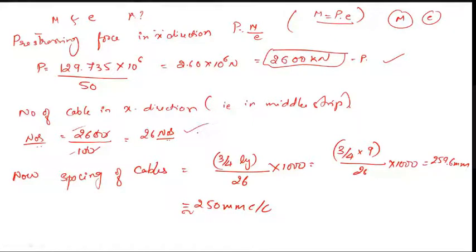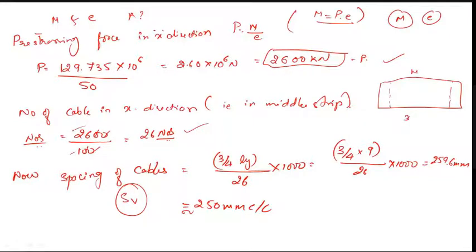Now I need the spacing. It is given by width of the middle strip. Suppose these are the end strips and this is the middle strip. I need the cable, so its width is 3/4 of Ly. Then what should be the spacing of these 26 cables? How many cables are there? Here 26 are there. What should be the spacing between these two? Total width divided by number of cables, 26, multiplied by 1000. So we will get 250 mm center to center distance.